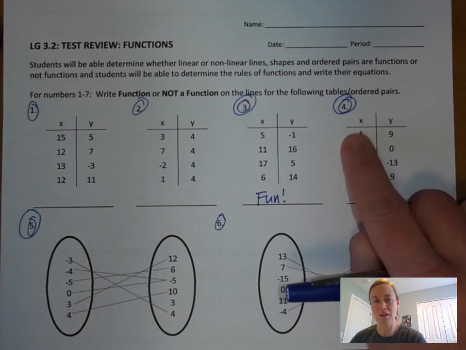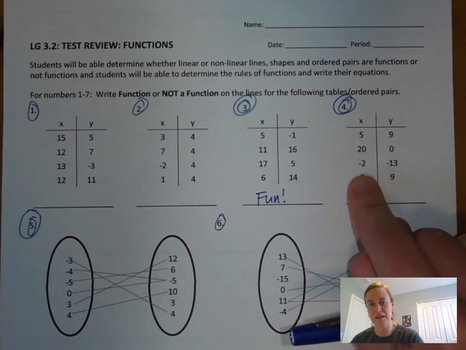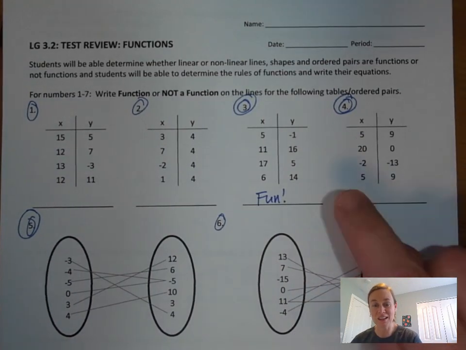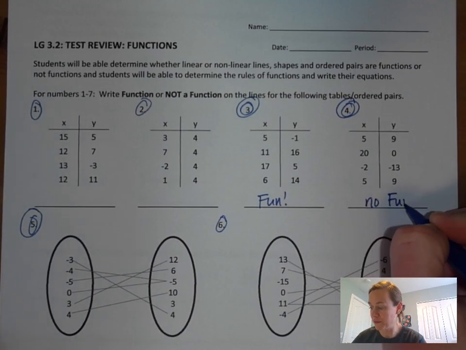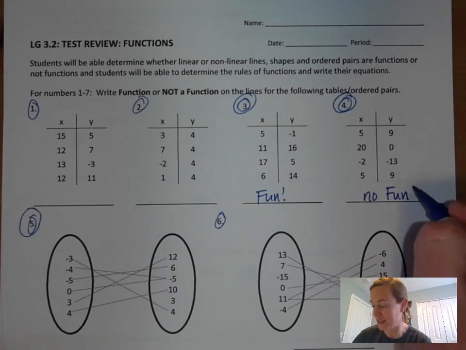Okay, what about over here on number 4? Are any of these x values repeated? Look at that. We've got 5 there, and we have 5 there. So that means it is not a function. No fun. Now you might be asking yourself, what if the y values get repeated? It doesn't matter. You can just totally ignore the y values in this case.